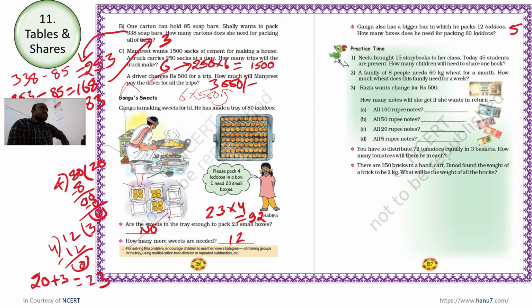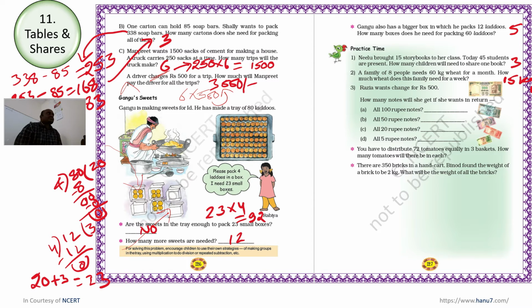So Gangu asks for a bigger box in which he packs 12 laddus. How many boxes does he need for packing 60 laddus? 12 into 5 is equal to 60. It's a very simple question.